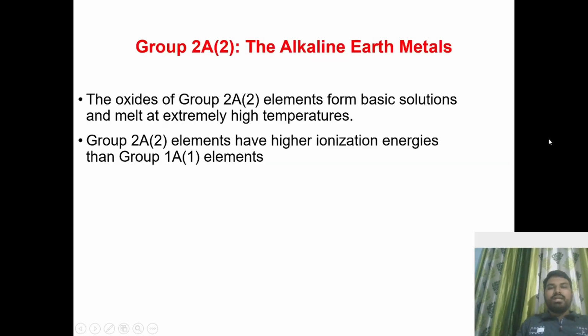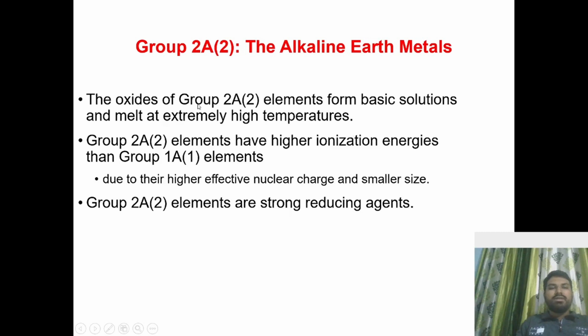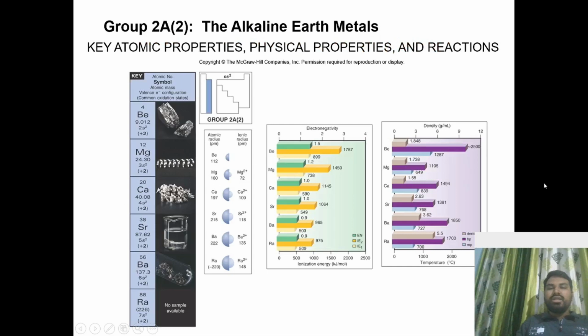Now group 2A, that is, the second group, the alkaline earth metals. The oxides of group 2A elements form basic solutions and melt at extremely high temperatures. Group 2A elements have higher ionization energy than group 1A elements. Due to their higher effective nuclear charge and smaller size, group 2A elements are strong reducing agents.